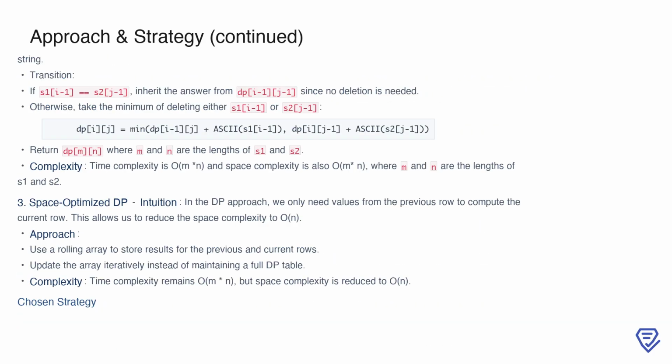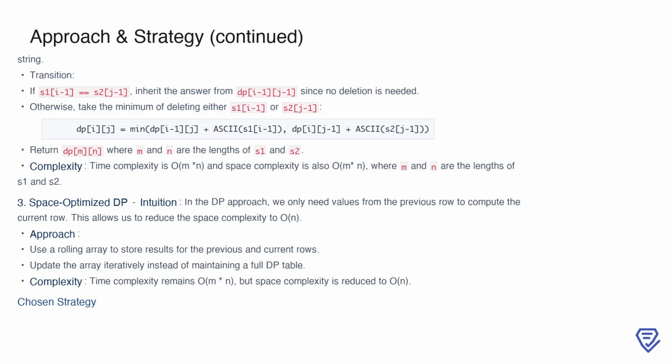In the dynamic programming approach, we define a 2D DP table dp[i][j], where each entry represents the minimum ASCII delete sum required to make the substrings S1[0..i] and S2[0..j] equal. For the base case, if one of the strings is empty, the cost is simply the sum of the ASCII values of all remaining characters in the other string. When transitioning between states, if the current characters of both strings match, we inherit the result from dp[i-1][j-1], since no deletion is needed.